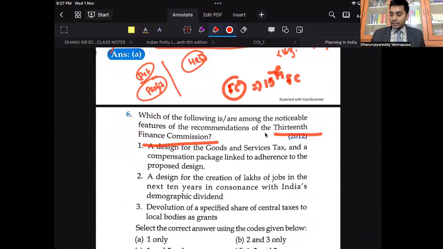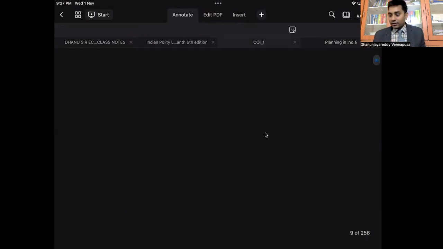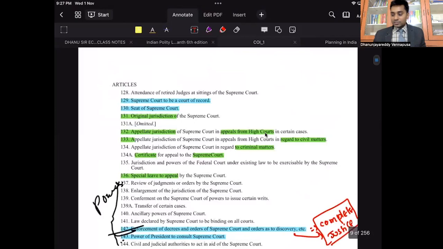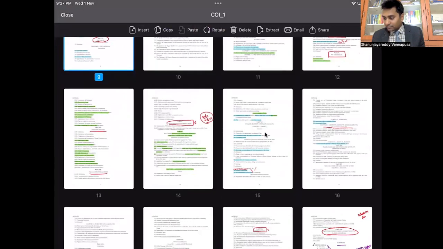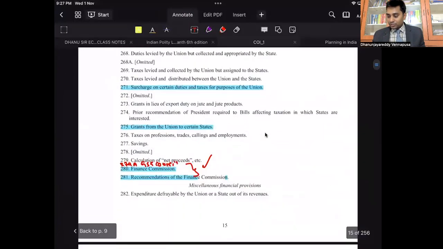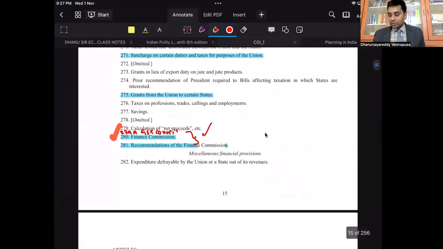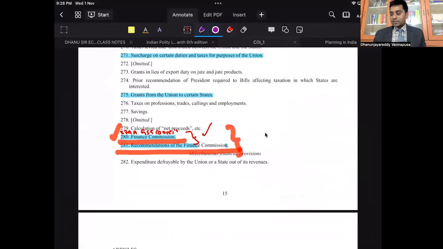So, Article 280 of the Indian Constitution, you should know by heart. Article 281 is also speaking about Finance Commission. So 280 and 281 are the articles in the Indian Constitution which discuss the Finance Commission. Have a look at these articles. This is the Bare Act, guys. Article 280 and Article 281 are very, very important as far as UPSC is concerned. Article 280 discusses the composition of the Finance Commission. 281 discusses the recommendations of the Finance Commission. So these are the two articles that discuss the Central Finance Commission or Union Finance Commission.